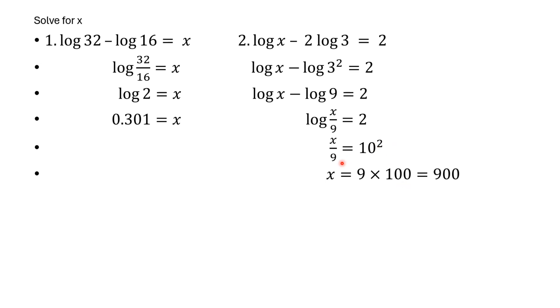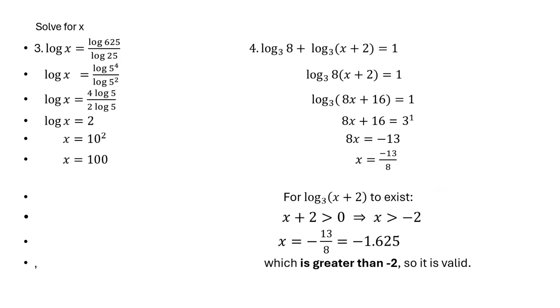And to get rid of the denominator, we always multiply. So there, 9 times 100. So x equals 900. Right? Let's look at the third problem. So the third problem, we have: solve for x.